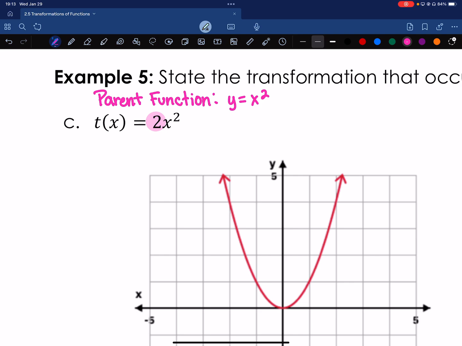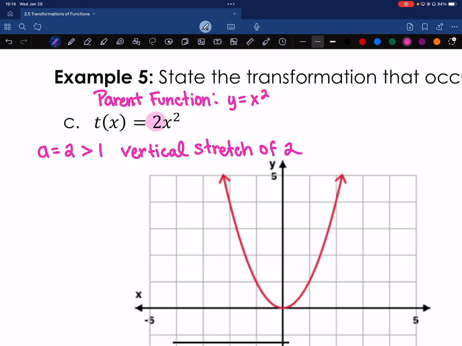So A is equal to 2, and 2 is greater than 1. Since our A value is greater than 1, that means that we have a vertical stretch of 2. So that means that all of our y values are going to increase by being multiplied by 2.